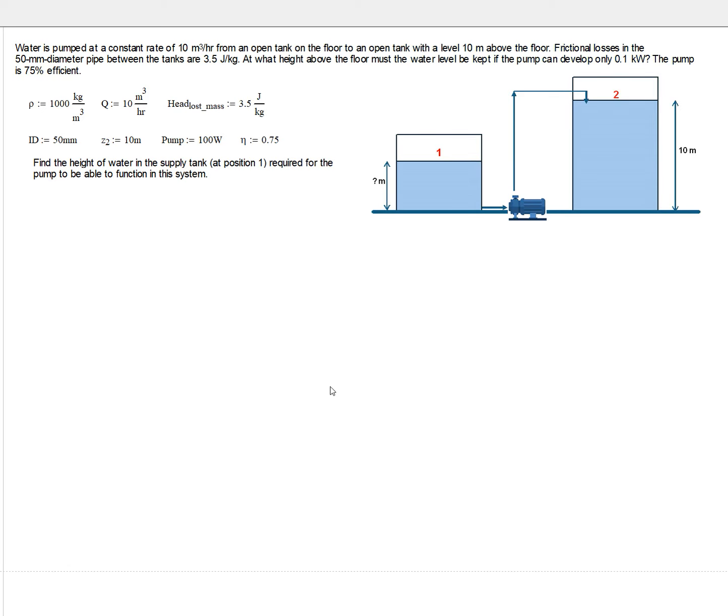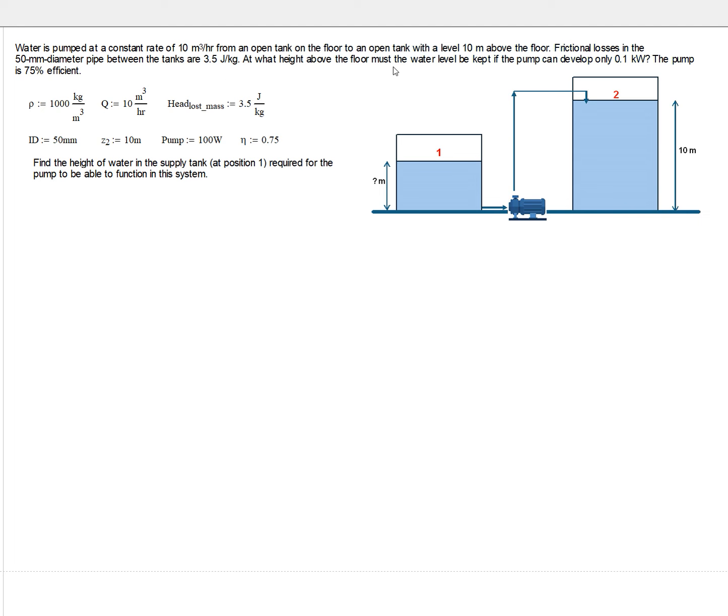Water is pumped at a constant rate of 10 cubic meters per hour from an open tank on the floor to an open tank with a level that is 10 meters above the floor. Frictional losses in the 50 millimeter diameter pipe between the tanks are at 3.5 joules per kilogram.